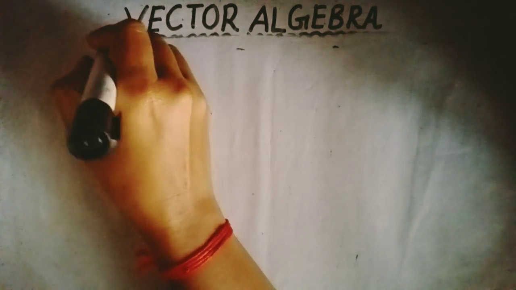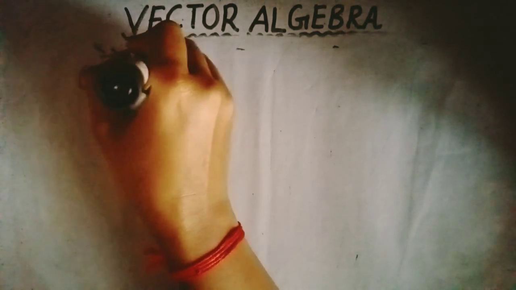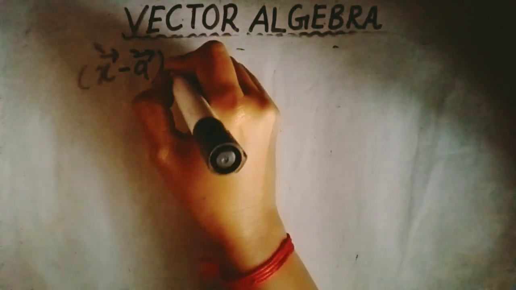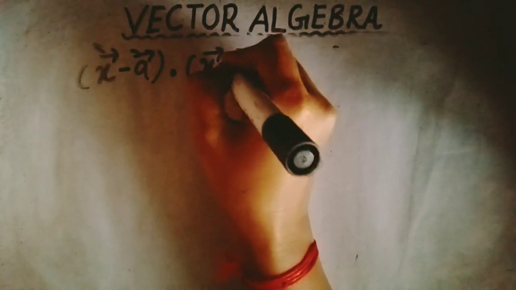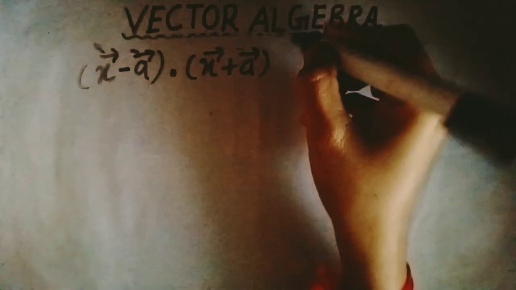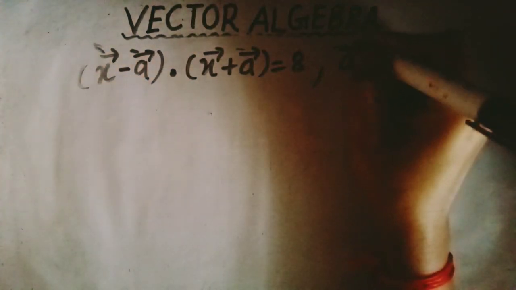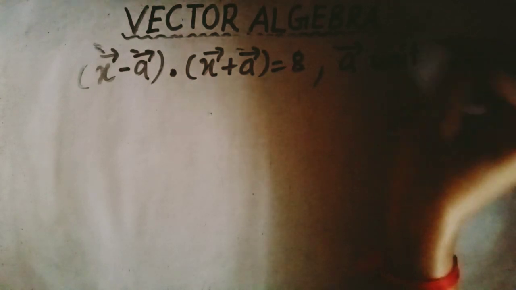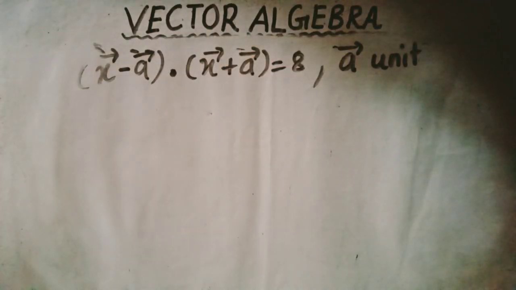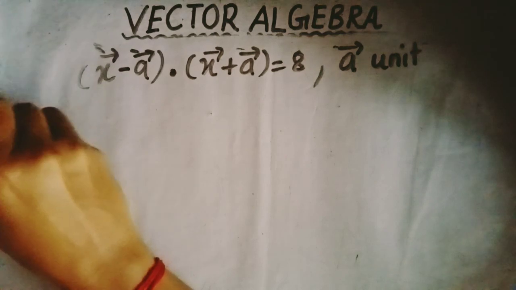Next question. If A vector is a unit vector, and this thing is given, (x minus A) dot (x plus A) is equal to 8. Okay, and they have given that A is unit vector. You have to find mod of x. Now here dot product is given, so you have to make use of dot product.